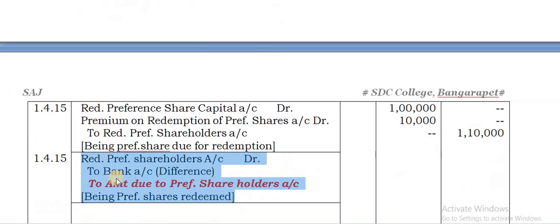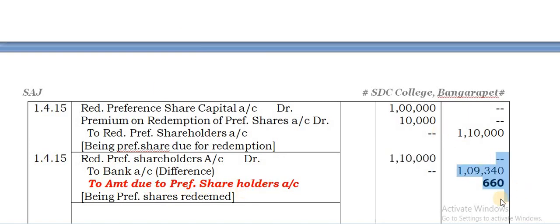And the next for actual payment, this is what I told you. Redeemable preference shareholders account debit to bank account. So amount due to preference shareholders account. See how it is being taken. Here 660 rupees we have to transfer to one account called amount due to the preference shareholders. Right? Because preference shareholders will be now shown under the head non-current liabilities. Okay. And the difference amount will be taken against a bank account here. Got it? Next.